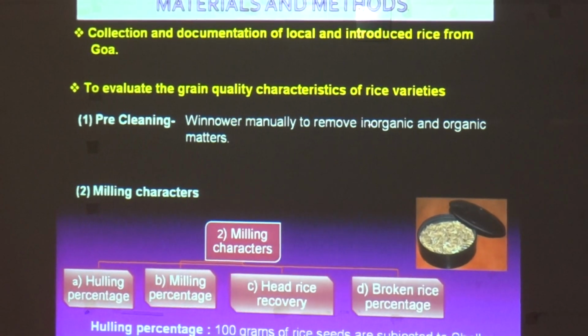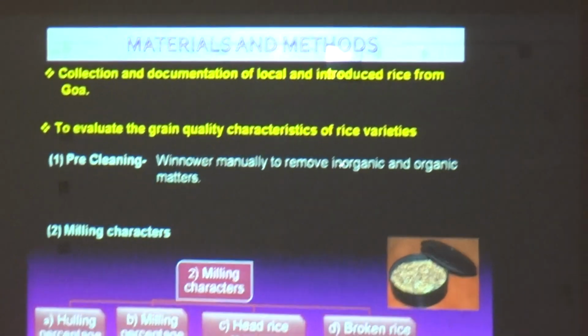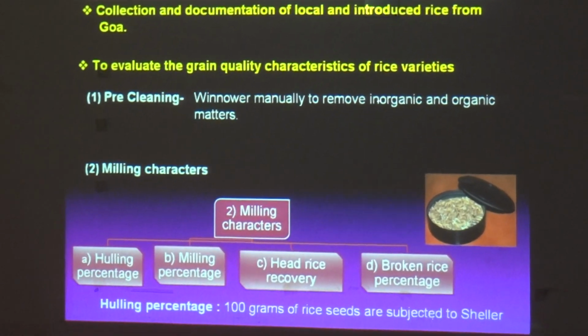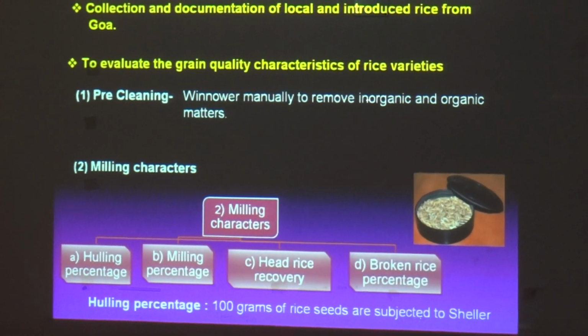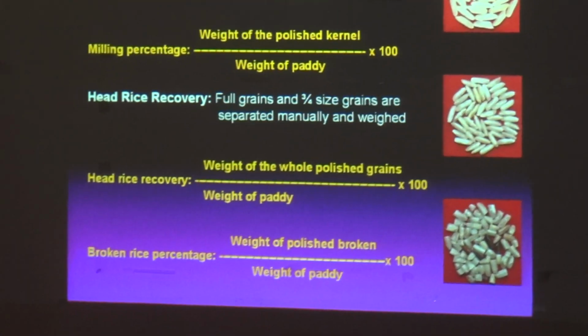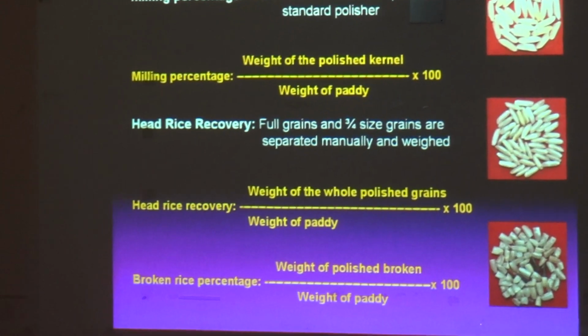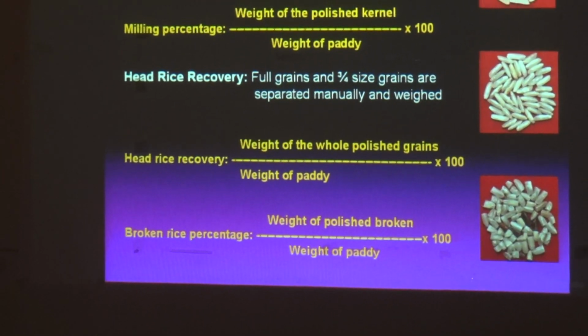So first is the collection and then pre-cleaning of the seeds, removing all the unwanted materials, that is organic or inorganic material. Then the second is the milling character, which involves the hulling, the milling, the head rice recovery or broken rice. Next slide. So these are the different procedures for how to get the milling percentage, the head rice recovery and the broken rice.